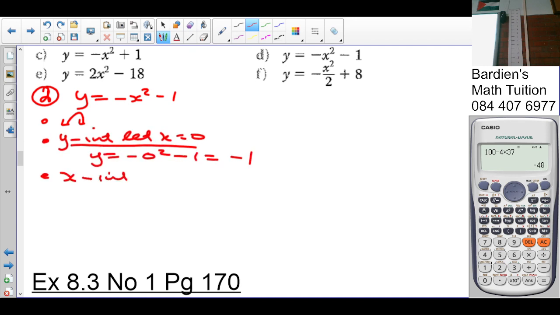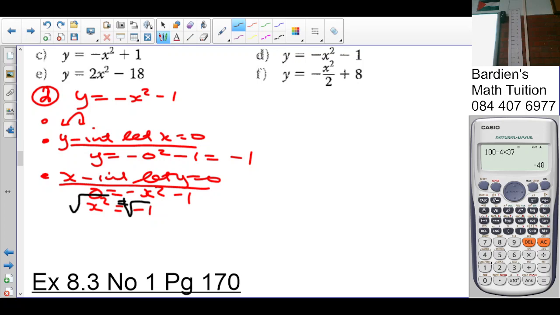X-intercept. What do you do for x-intercept? Let y equal to 0. So 0 is equal to negative x squared minus 1. Take that over the equal sign, x squared is equal to minus 1. How do I get x on its own? Square root both sides. If I introduce square root, what must I not forget? Plus minus. So if you work it out, no solution. Not so? So if there's no solution, that means there's no x-intercept.